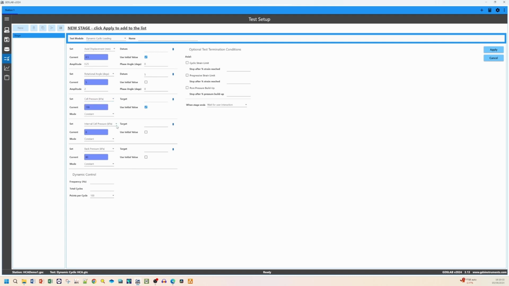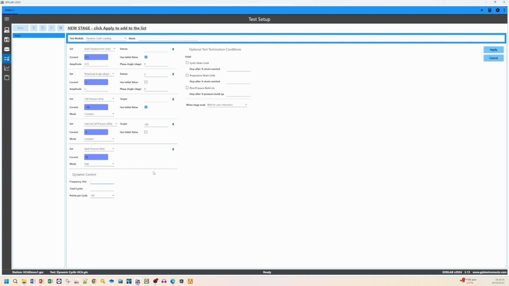Then my cell pressure will use initial value as well because it is currently at 100 and I want that to stay constant for the mode. And then internal cell pressure I want at 100 and I want that to stay constant. And then I want my back pressure at 80 because it's at current and I want it to halt, just because it is at current already.